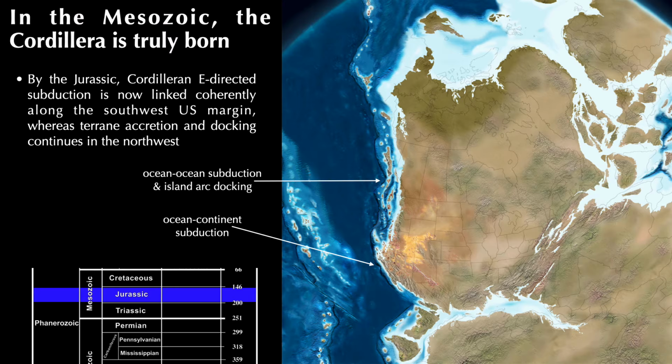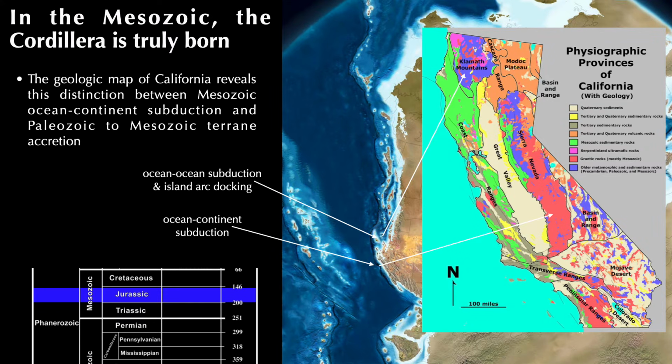And by the Jurassic, this east-directed subduction in the southwest side of Laurentia continues, and that's ocean-continent subduction. But to the north, there's still more of this ocean-ocean subduction and island arc docking or arc-continent collision occurring. And this again is reflected in the geology of California.